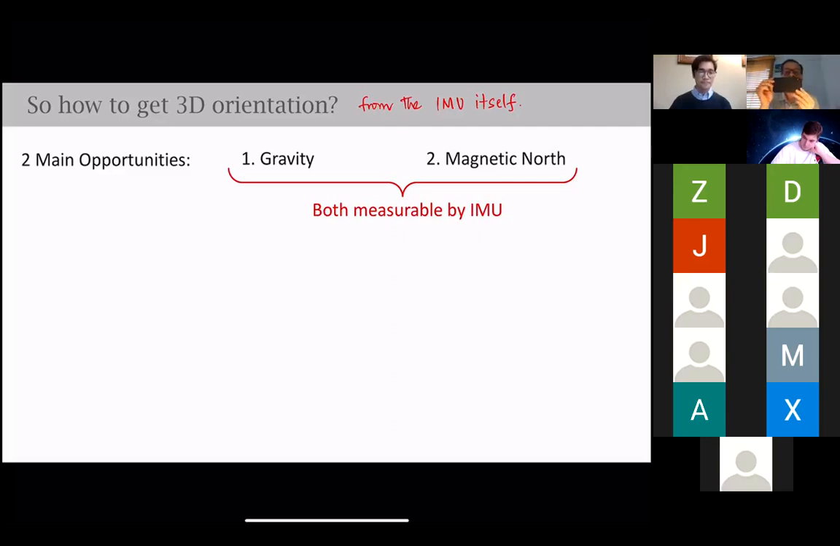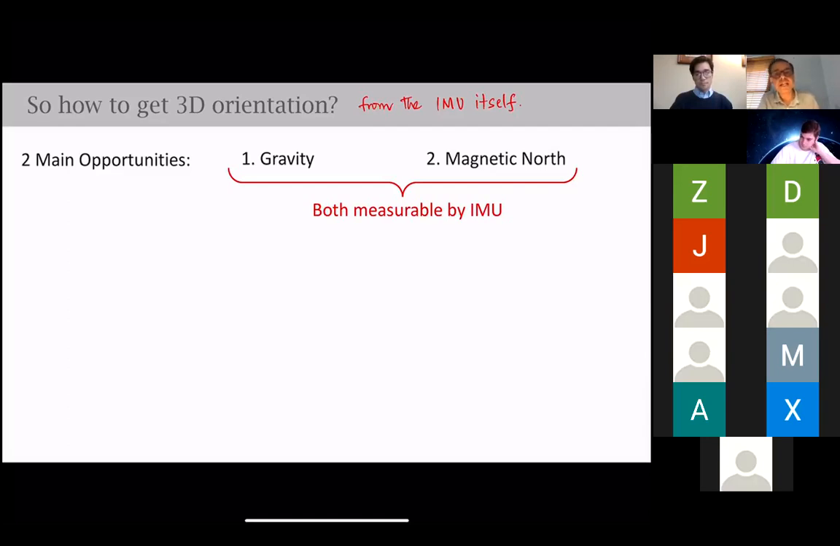Similarly, if gravity is in the negative x direction, right? What orientations will have gravity in the negative x direction? All these orientations, right? So gravity does not tell you the full orientation of the phone, but it helps.